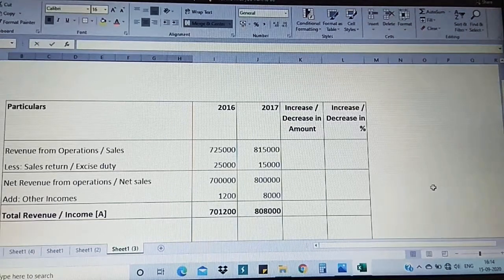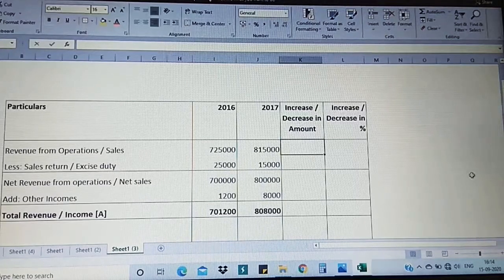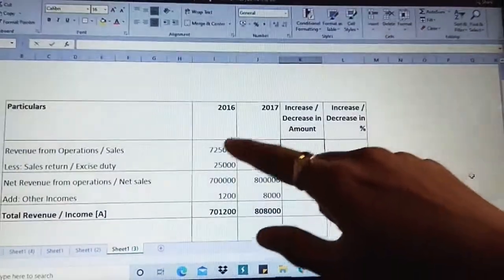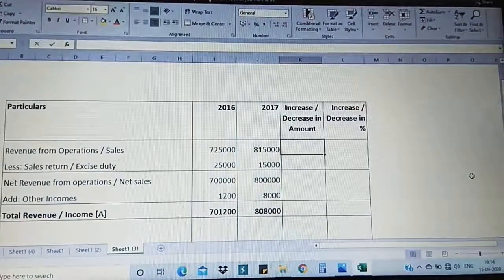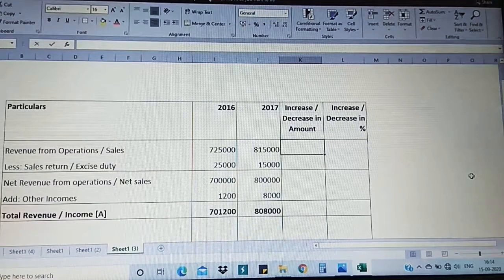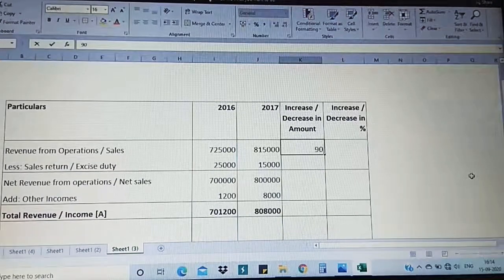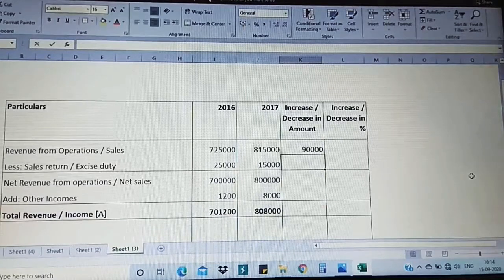This is a very important thing that we need. This increase or decrease in the amount. The third column, just observe. From the second year, we are going to minus the first year value. Always from the present minus the previous year. 8,15,000 minus 7,25,000 gives you 90,000. The same way we are supposed to check for all. 15,000 minus 25,000. Here it is going to be a minus sign. So what we do, we are going to put it in the bracket.